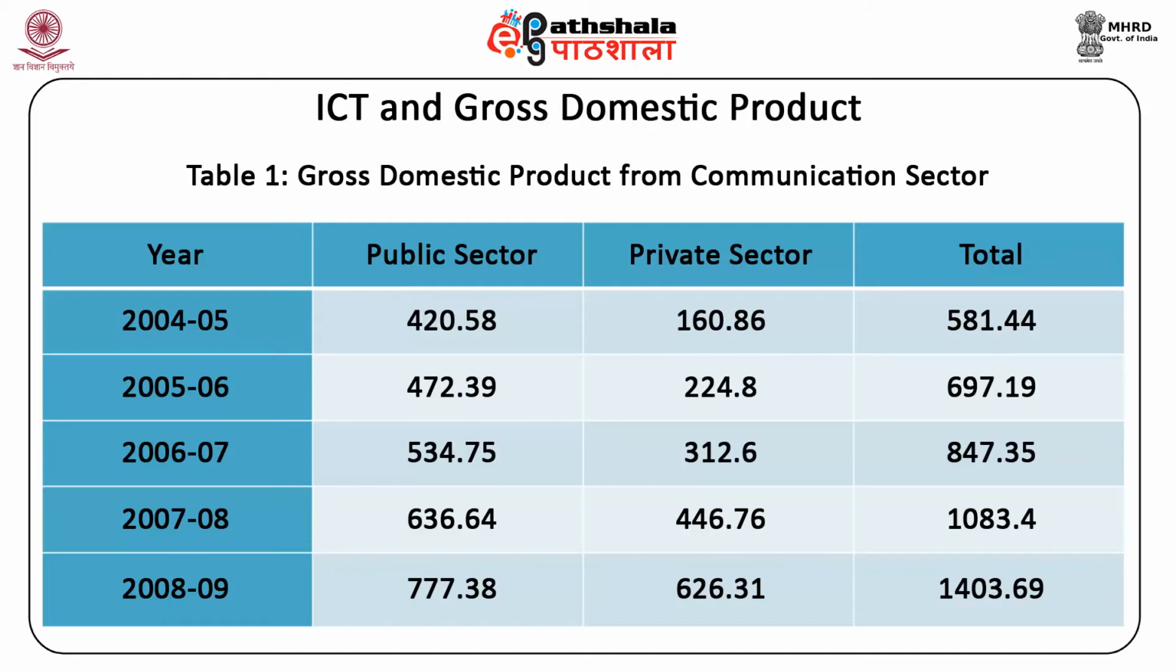The share in the public sector has risen over the years, the share being 420.58 billion in 2004-2005 increased to 777.38 billion in the year 2008-2009. The following table gives the data of GDP from communication, and we observe that it shows an increasing trend.